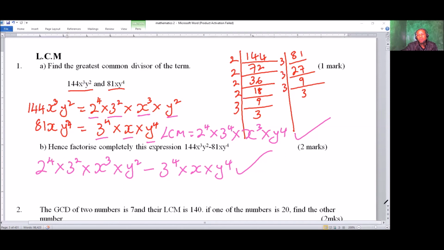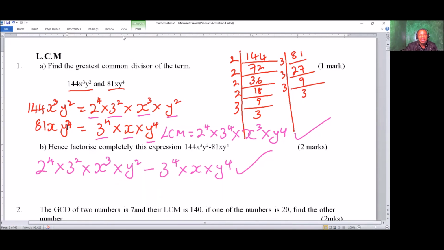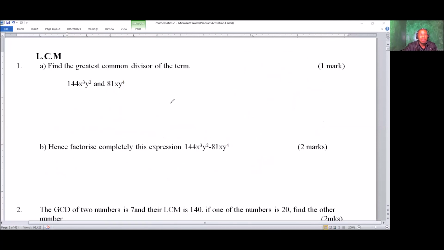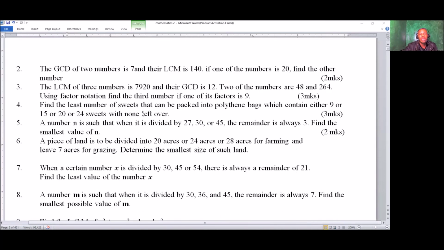From there, we move to the second question. Let's just remove what we have on the board, then we can bring the other question on the board. So we have GCD of 2 numbers, so we can revise the whole of this question paper, and you'll be able to follow. So that is how I do my online classes.